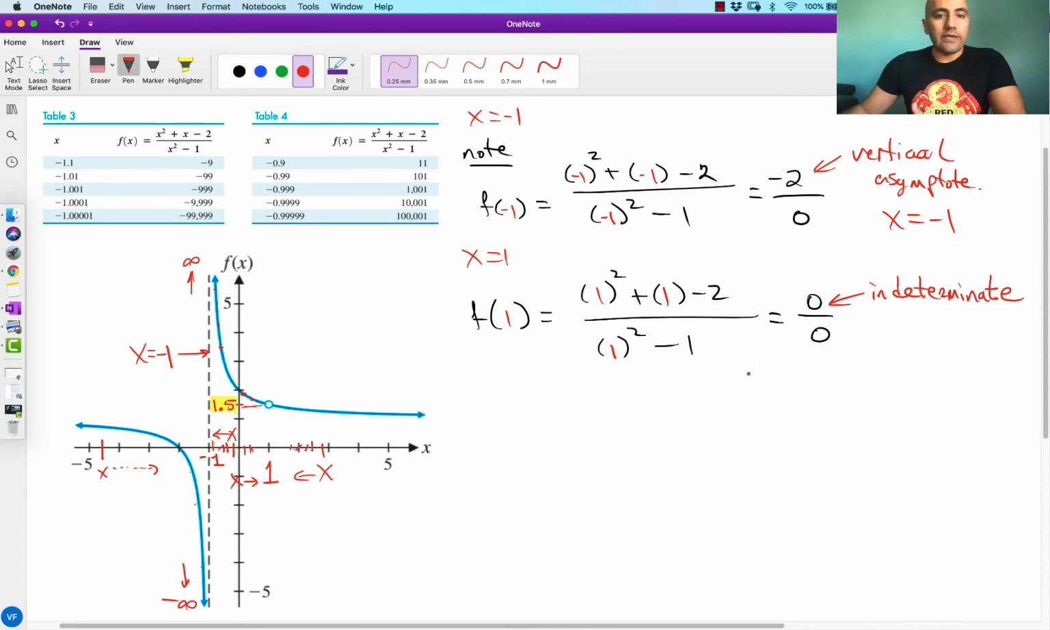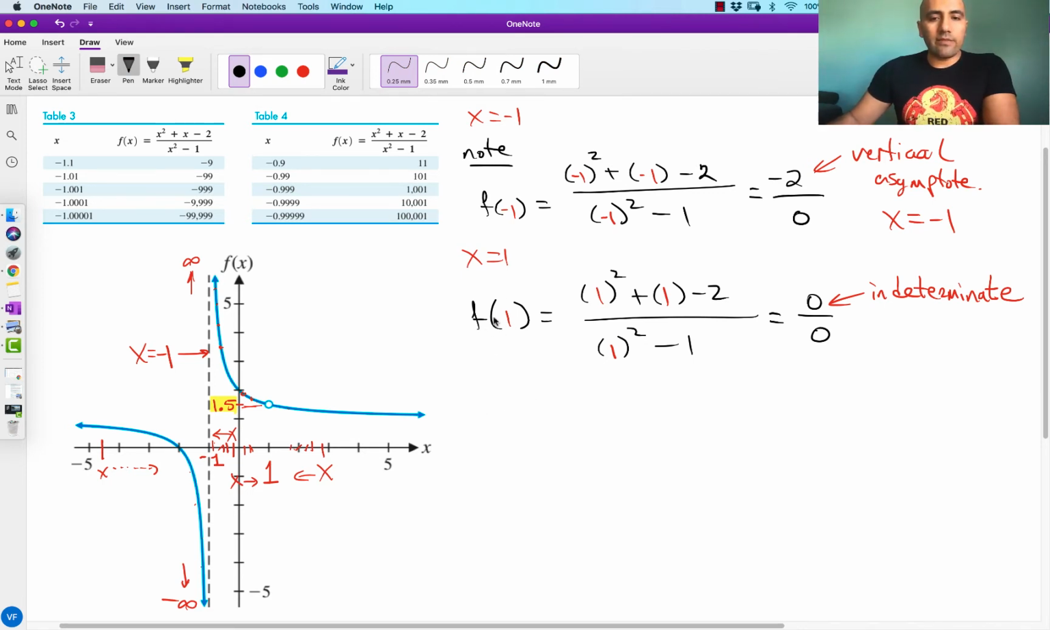One of the things we could do is go back to our tables and figure out the behavior around 1, just like we already did. And as we saw from our work with our calculator, this converges to 1.5 from both directions. But how can we get that from the algebra? When we get an indeterminate form like this, you can either use your calculator and the table form to figure out what's happening as the input values get closer and closer to 1, or we could do the following in this case: factor.